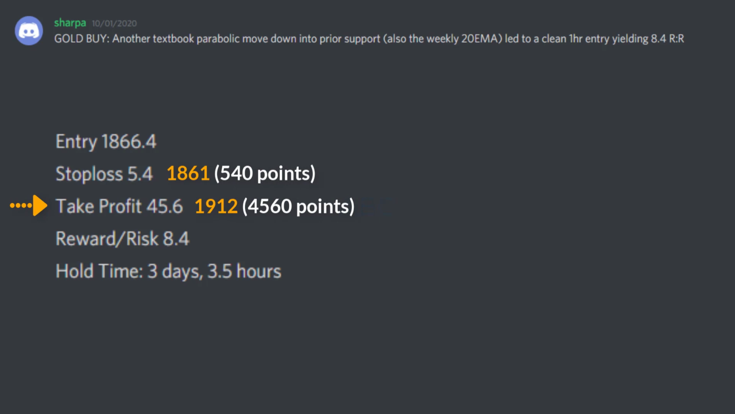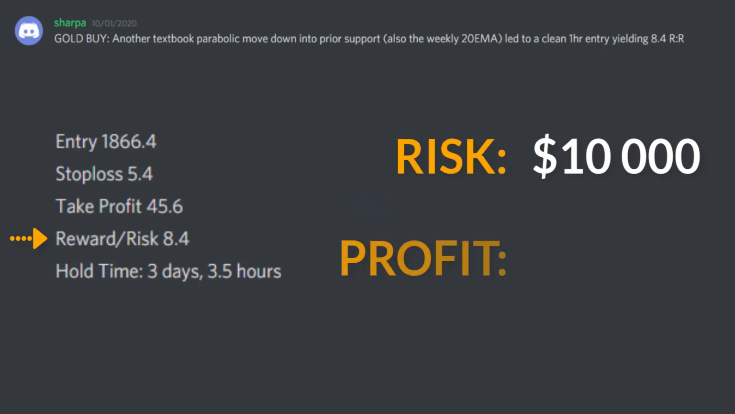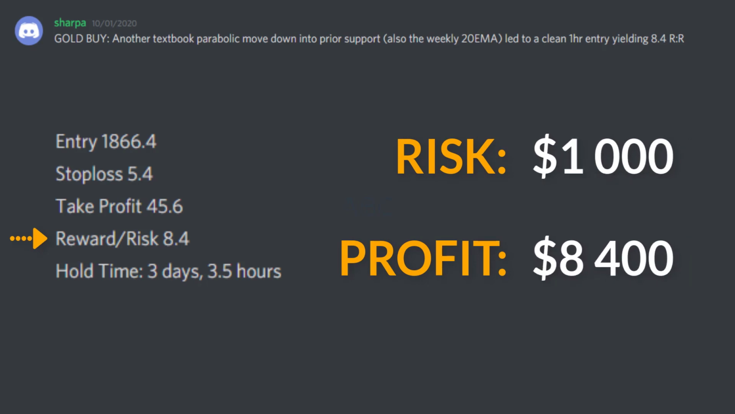for a total of 4,560 points return here on gold. So he made 8.4 R on this trade. So that means if you would have risked $10,000 on this trade, you would have made $84,000. If you would have risked $1,000, you would have made $8,400.